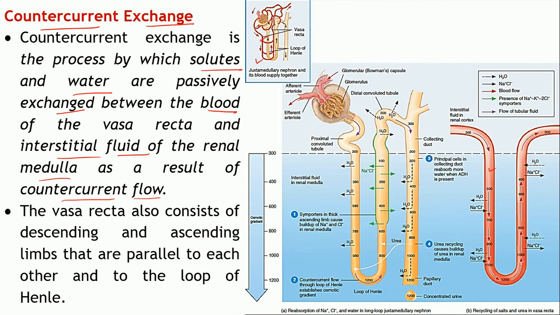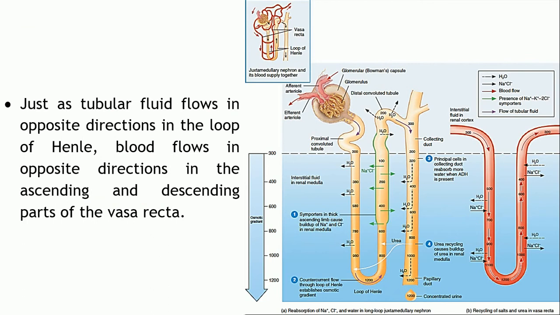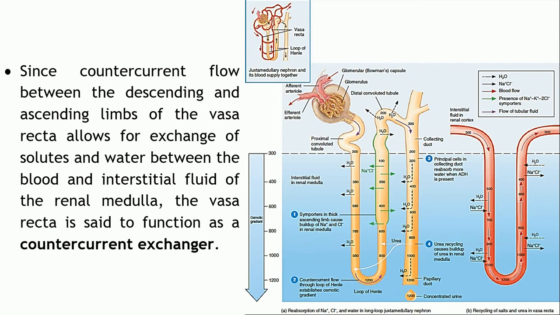Okay, so this vasa recta also contains the descending part and the ascending part, right? So there is a countercurrent flow of the blood. This countercurrent flow makes it possible for the exchange of substances between the blood and the interstitial fluid. Now let us see what is the importance of this countercurrent exchange. As we have seen in the case of the loop of Henle, there is a countercurrent flow of the tubular fluid. In the same way the blood is also flowing in the opposite direction. So there is a countercurrent flow.